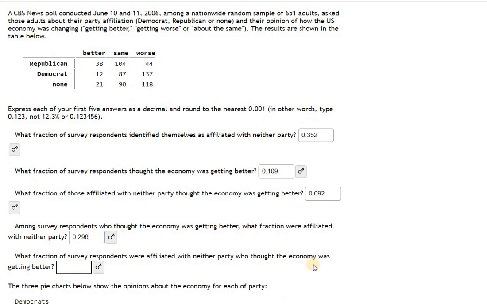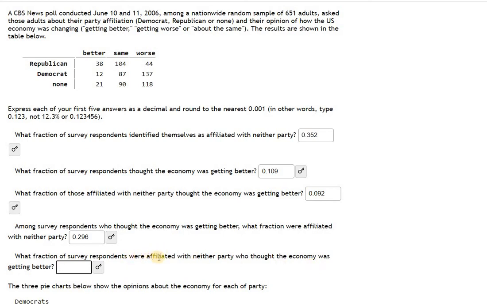The last question: what fraction of survey respondents were affiliated with neither party who thought the economy was getting better? So now I am working with the survey respondents, and I'm looking for 2 conditions.